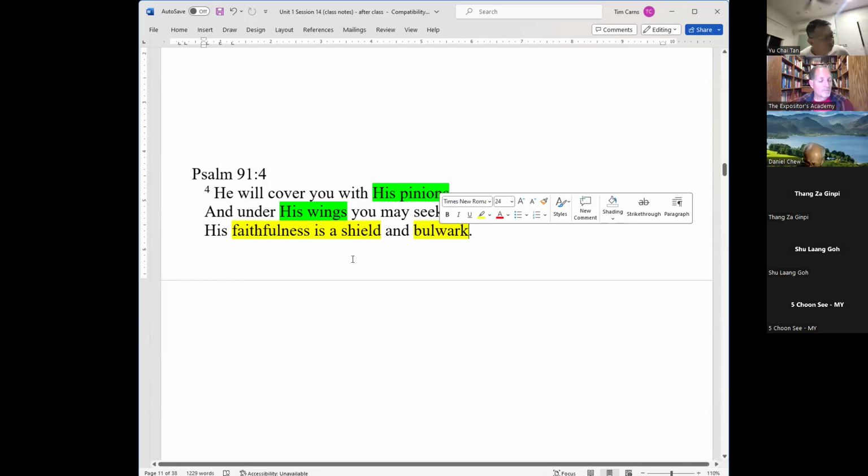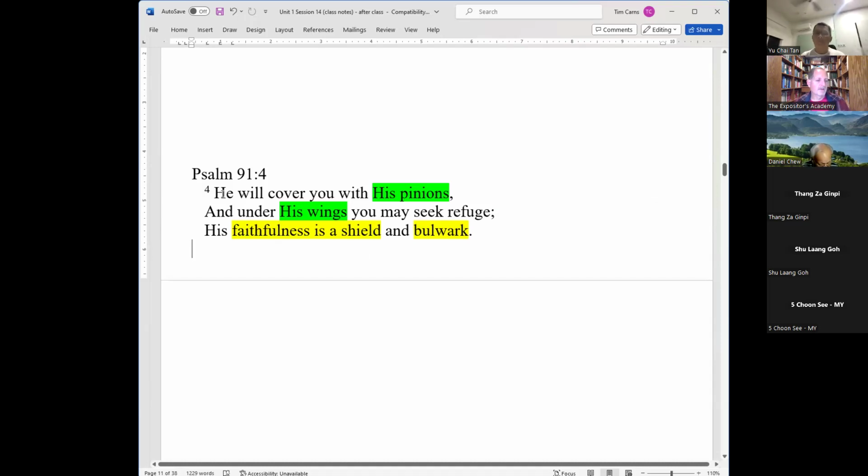So when we approach trying to identify figures of speech, we first have to ask, is this line meant literally? He will cover you with his pinions. And then we would say, well, pinions or feathers, God doesn't have that. So this is figurative. And what kind of figure of speech? That's where we'd say, the zoomorphism.